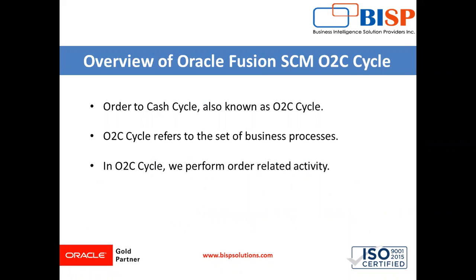Depending on the business practices and other reasons, there can be differences in the way it is implemented or in the steps involved in your project, but the basics remain the same. The order to cash cycle refers to the set of business processes for receiving and processing customer sales orders for goods and services and their payments. These processes are at the heart of all businesses, unless and until they are managed efficiently and accurately. In the O2C cycle, we perform order related activities with the help of the Oracle Fusion Order Management application.